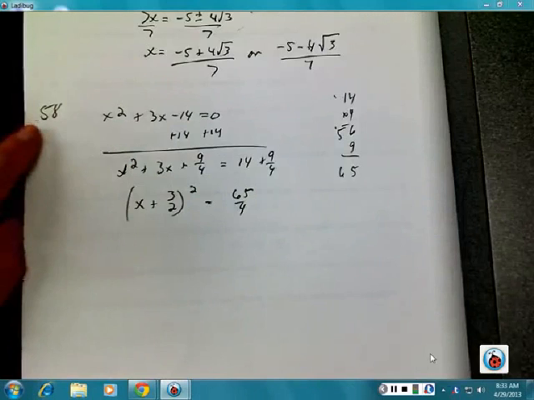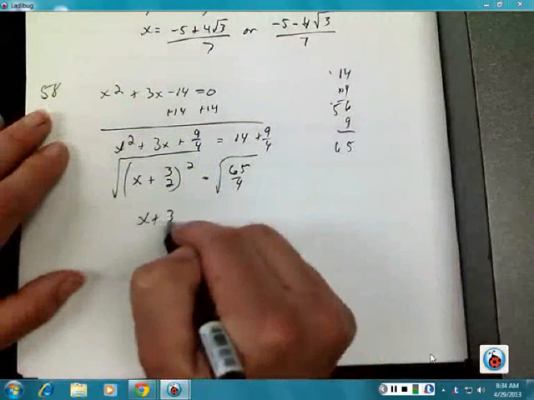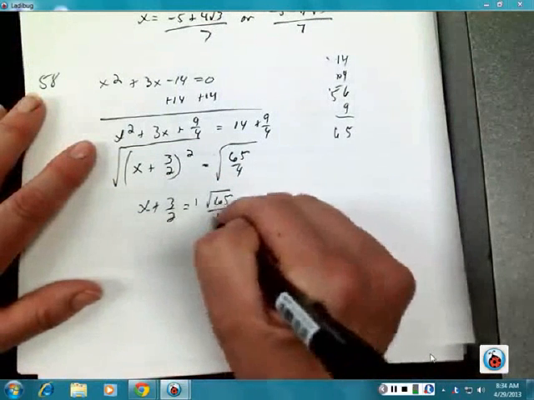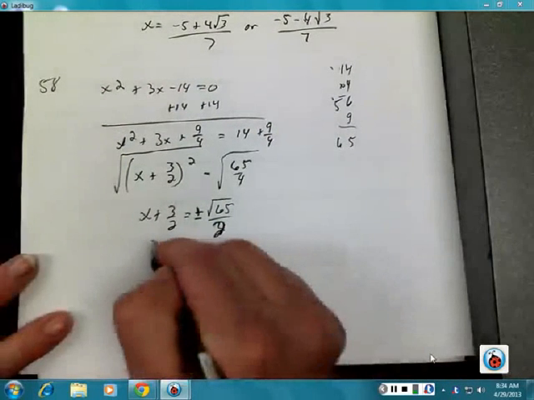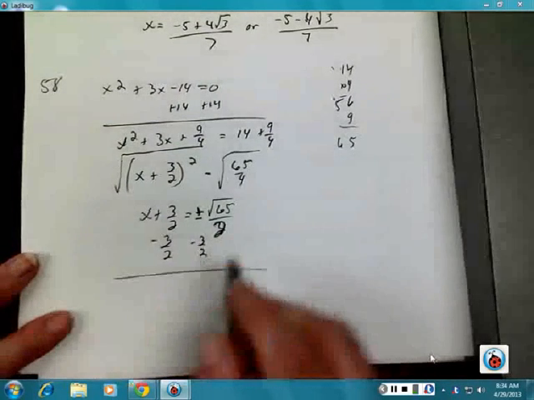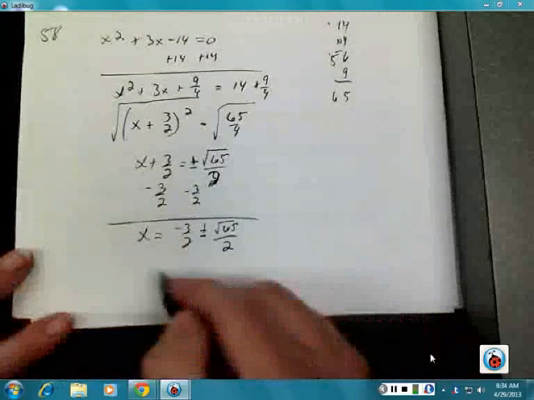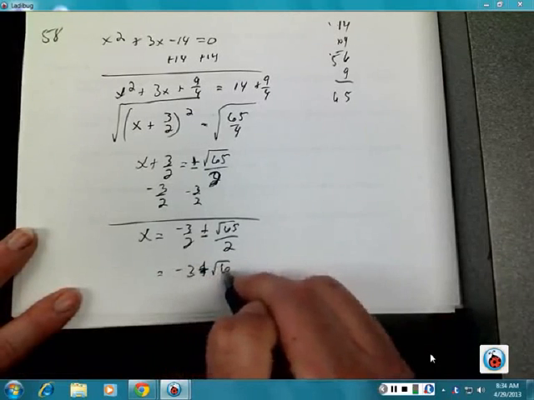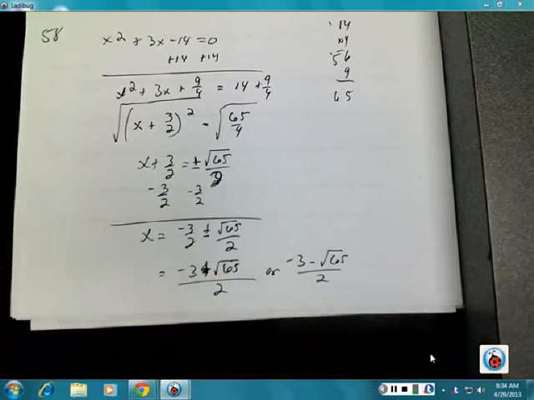Okay. Then, in order to get it finished, I need to take the square root of each side. So when I do that, I get x plus 3 halves is equal to plus or minus the square root of 65 over 4, over 2, sorry, because my denominator was a perfect square, so I can call it 2. Move my 3 halves over, so x is equal to a negative 3 halves plus or minus the square root of 65 over 2, or if you're in Hawks, it's a negative 3 plus the square root of 65 all over 2, or negative 3 minus the square root of 65 over 2. And that would be my two answers.